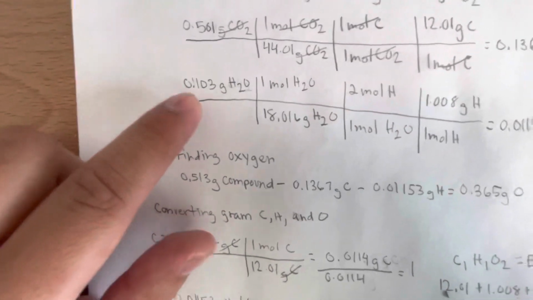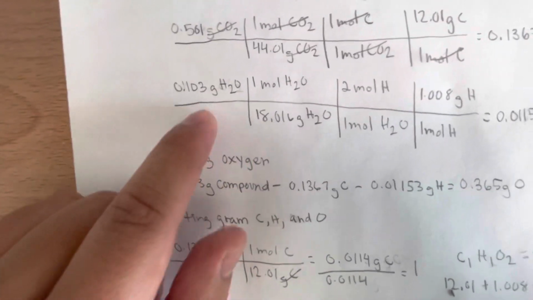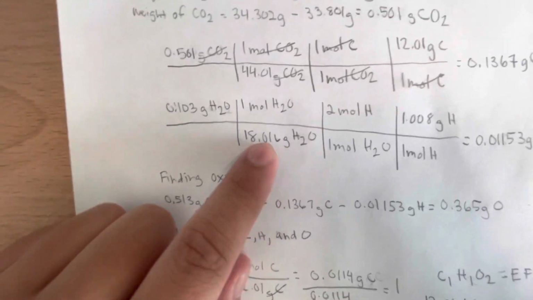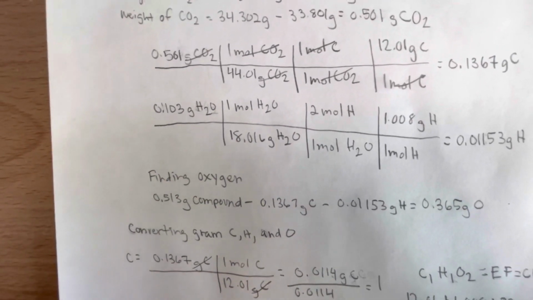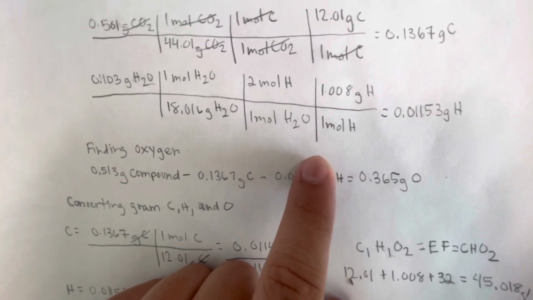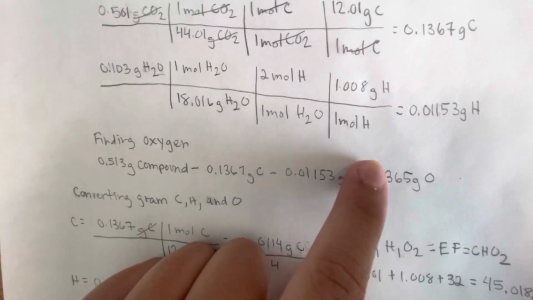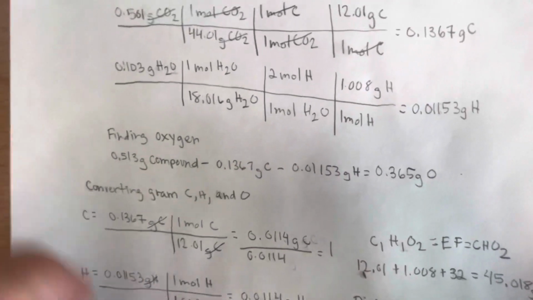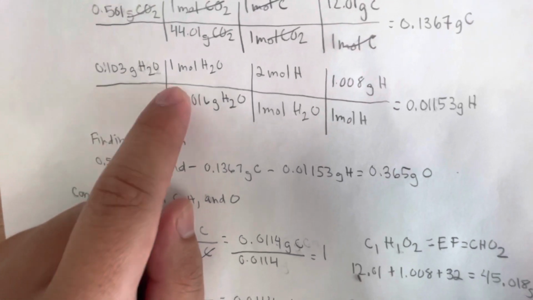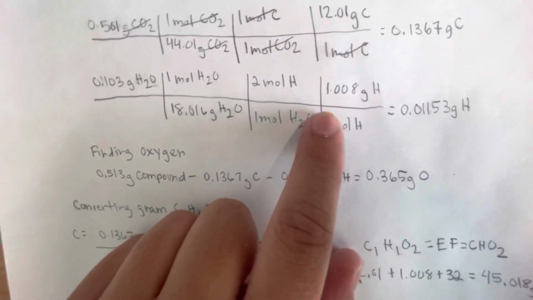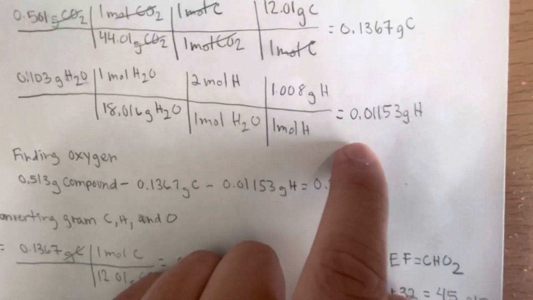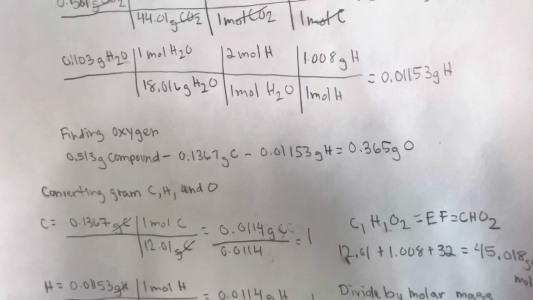I did the same thing for H2O. I start out with 0.103 grams of H2O, divide that by the mass of H2O, which is 18.016 grams of H2O to 1 mole of H2O, and 1 mole of H2O equals 2 moles of H, to 1 mole of H, which has a mass of 1.008 grams of H. Doing the same thing again, 0.103 grams H2O times 2 and times 1.008 divided by 18.016, I get the answer 0.01153 grams of hydrogen.